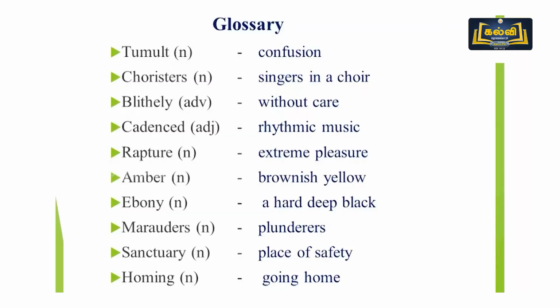Now, we'll just go through the glossary. Tumult: confusion. Choristers: singers in a choir. Blithely: without care, happily. Cadenced: rhythmic music. Rapture: extreme pleasure. Amber: brownish yellow. Ebony: a hard deep black. Marauders: plunderers. Sanctuary: place of safety. Homing: going home.